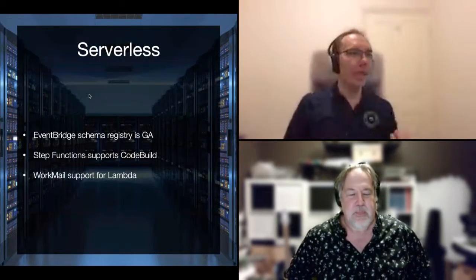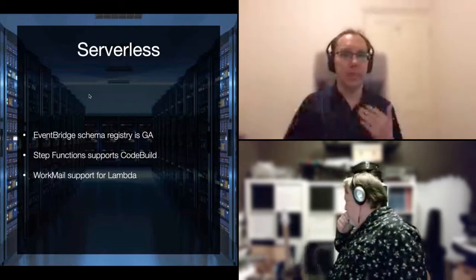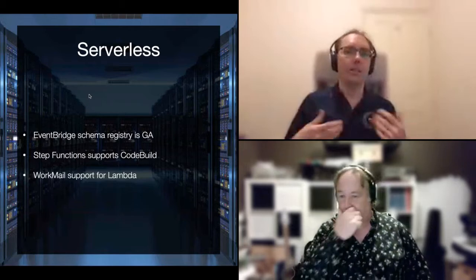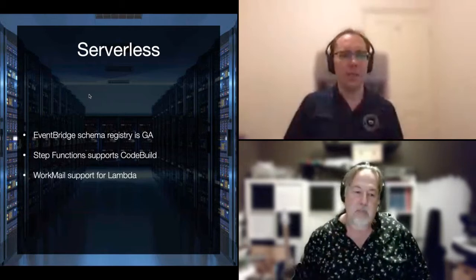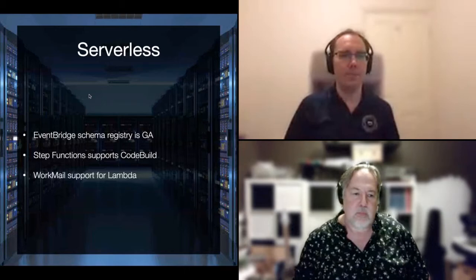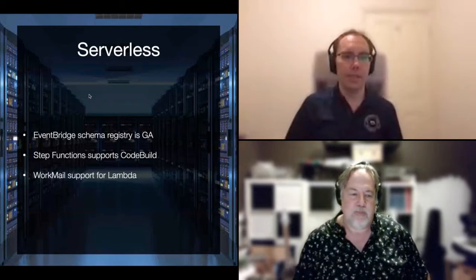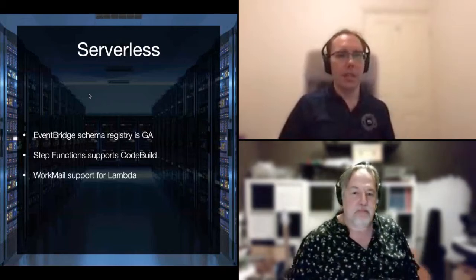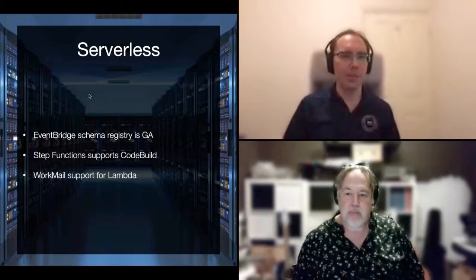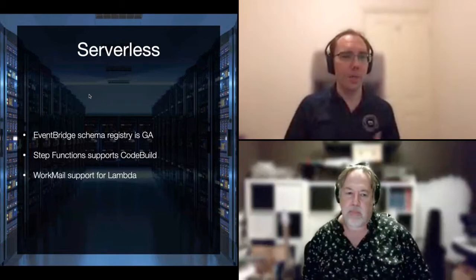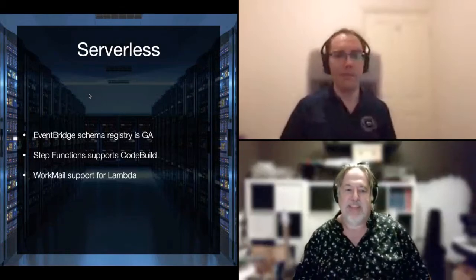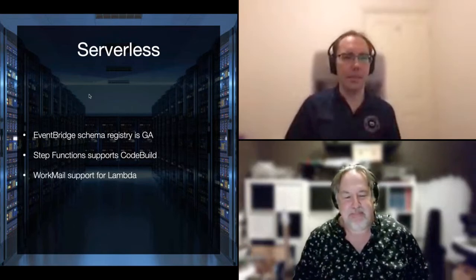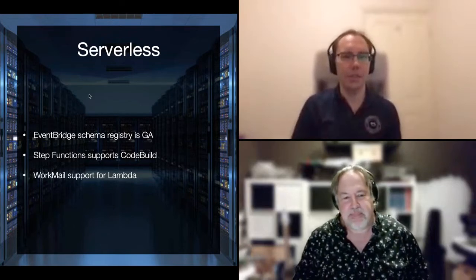As always, we cut it up into sections after the what's new. So on the serverless side, there wasn't a lot this time, but still a couple of these are quite interesting. Obviously, everybody was waiting for Workmail to support Lambda. Yep. As that is obviously the easiest way to filter your emails.